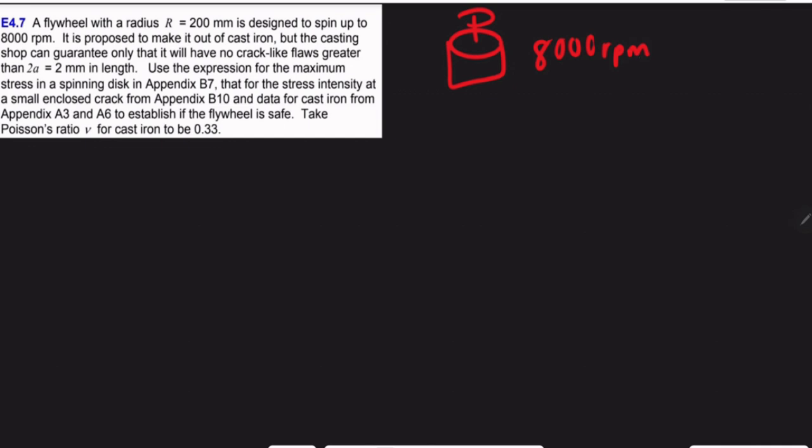So this is the RPM, or the rotational velocity, of the material, and the material has a radius r of 200 millimeters. And they told us to find out if the material, which has an initial crack of 2a equal to 2 millimeters, will fail.